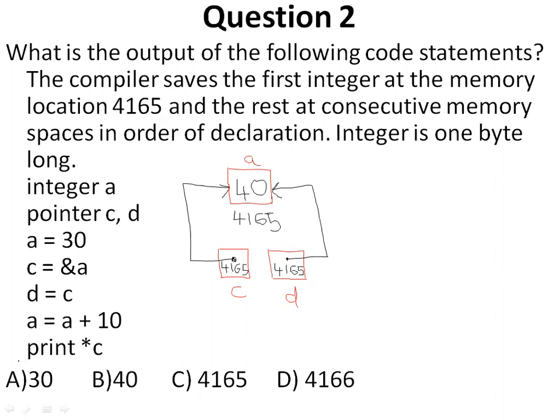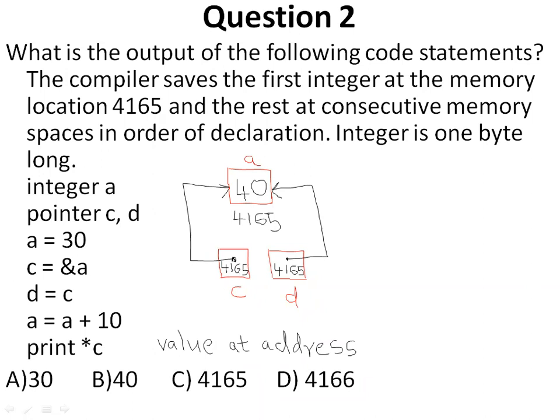Now see this statement, print star C. Whenever you say star C, the meaning of this star C is, this star is called the indirection operator. Its meaning is value at the address present in C. You can also call it the value at address operator. Star C means value at address in C.